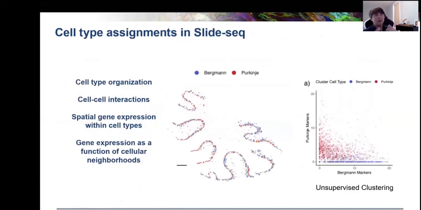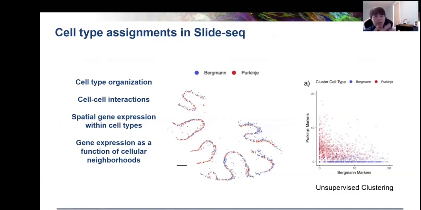Now, so far I've shown you results mostly from unsupervised clustering, where we take the same approach as single cell. We cluster the beads by their transcriptional programs, and then we use marker genes to identify different cell types. But in many cases, we have great single-cell RNA-seq data sets and transcriptomic annotation. What we'd like to do is assign beads to the cell types on the array from these single-cell atlases. This would allow us to ask questions about cell type organization or cell-cell interactions, spatial gene expression patterns, and, excitingly, how gene expression changes as a function of your cellular neighborhood, or who your neighbors are.